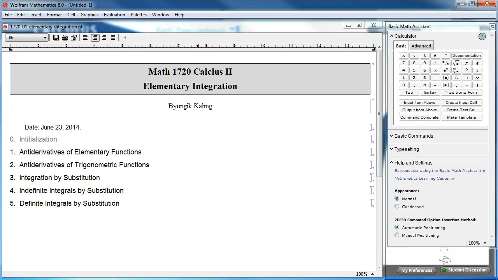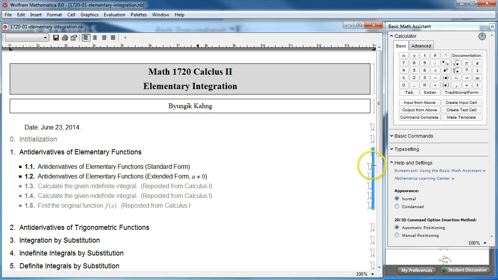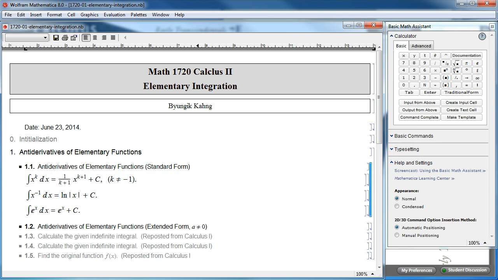This is the first day of class, so let's review some Calculus 1 materials. And we're going to begin with antiderivative formulae. Here are the three most elementary formulae: power function, and special case, reciprocal function, and exponential function.